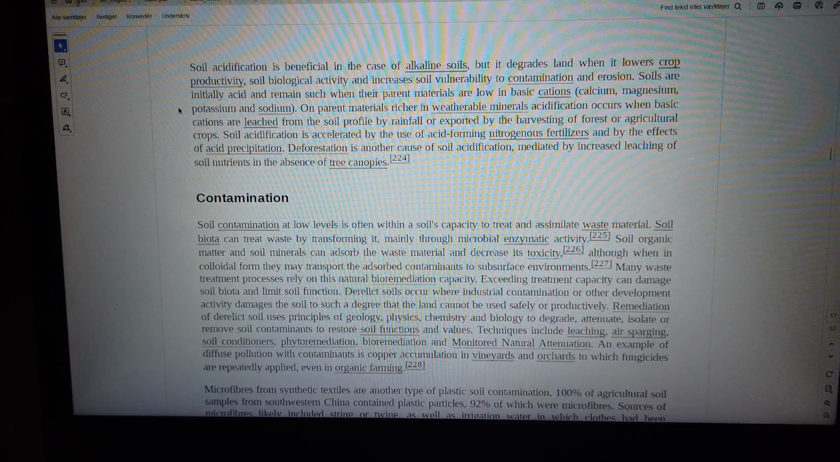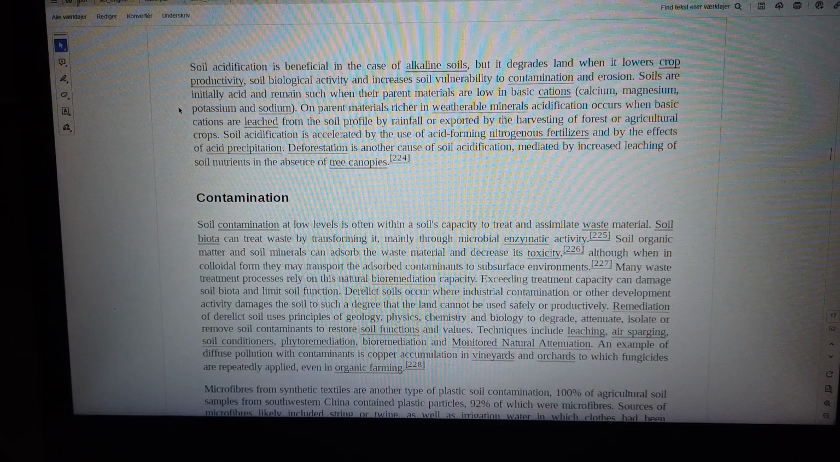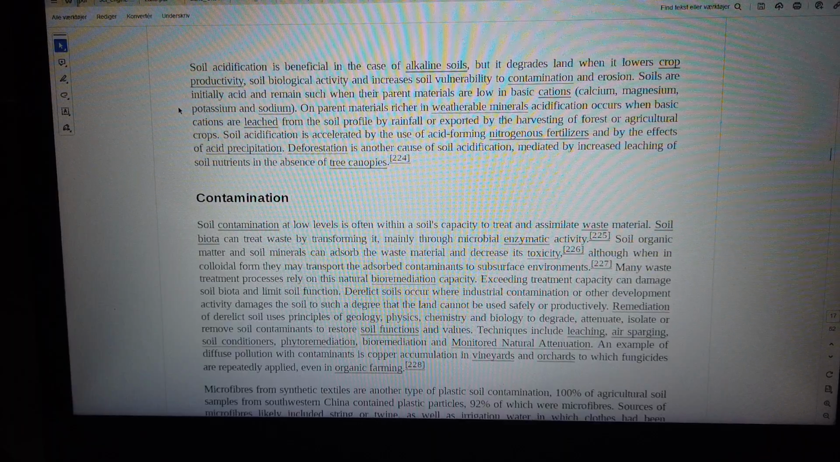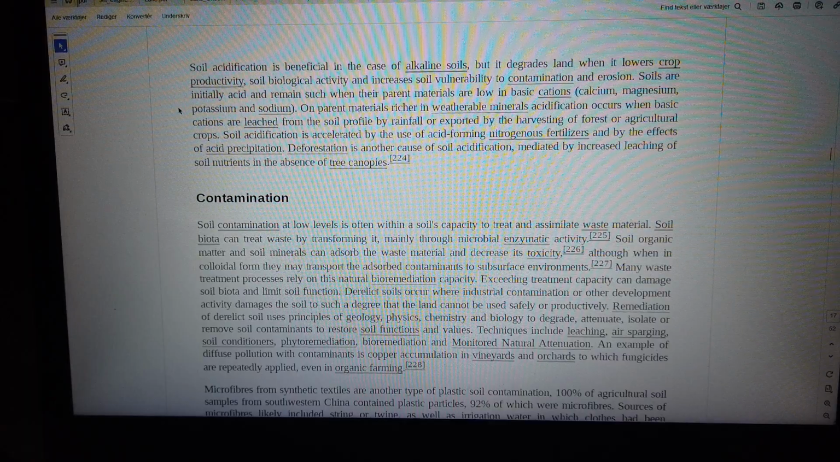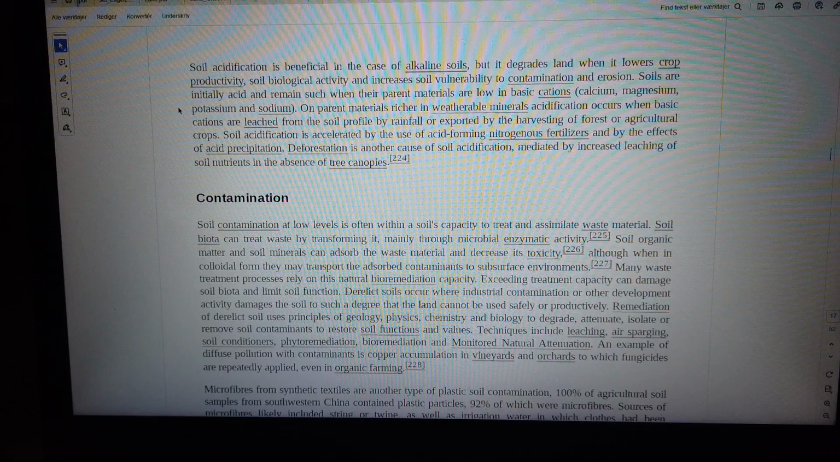Many waste treatment processes rely on this natural bioremediation capacity. Exceeding treatment capacity can damage soil biota and limit soil function. Derelict soils occur where industrial contamination or other development activity damages the soil to such a degree that the land cannot be used safely or productively.